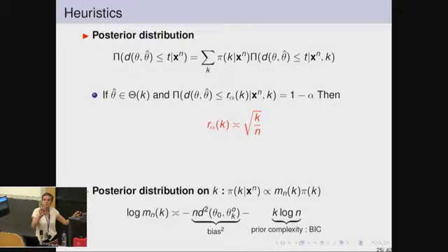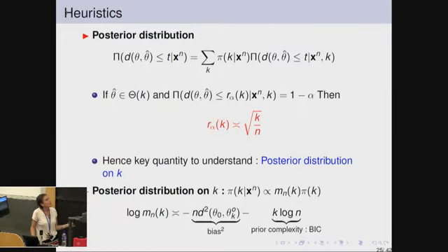So if the posterior probability of k is going to behave well, you have a nice coverage. If it's not going to behave well, you're not going to have good coverage. And so it's a key point here. And now if you think about it, the posterior probability of k is proportional to the marginal likelihood times the prior.